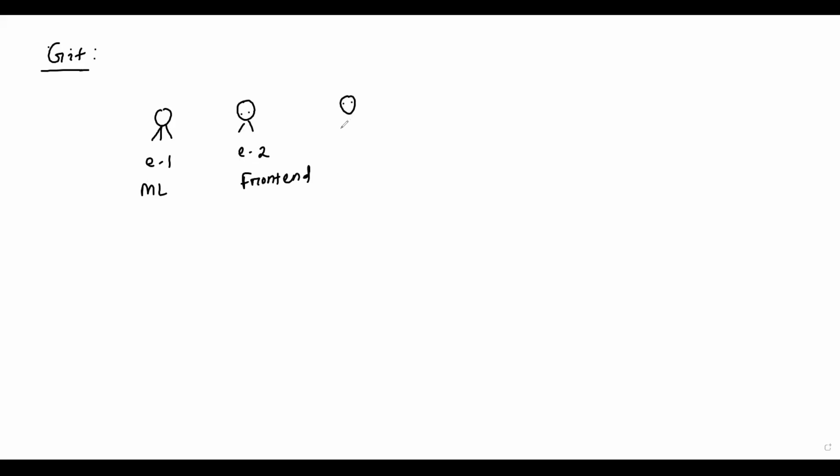There is one more employee, let's say employee 3, who is a data engineer. Employee 1 is a data scientist, employee 2 is a web developer, and employee 3 is a data engineer, and they are working on the data pipeline. They are making sure the ML engineer gets the proper data. So they're working on the data pipeline, okay?